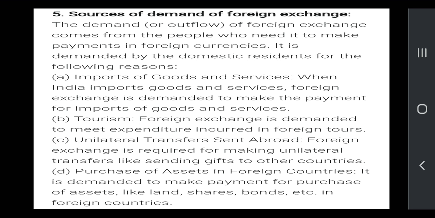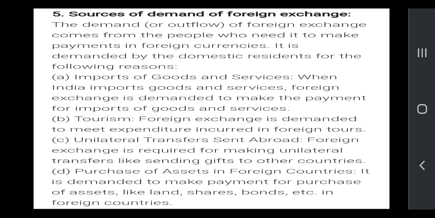Now we will discuss the sources of demand of foreign exchange. Sources means what are the sources, that is, why it is demanded. Okay, meaning why we demand foreign exchange. So in the foreign exchange market, if we import goods and services, for example, our country India purchases goods and services, importing goods and services, then we have to pay in that country's currency only. For that, we need foreign exchange, meaning foreign currency. So we have to exchange our own currency for that country's currency. So it will take place in the foreign exchange market, and for that we will demand the foreign exchange.